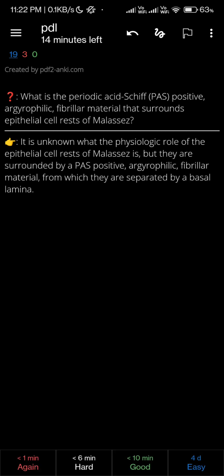So we have periodic acid Schiff positive argyrophilic fibrillar material that surrounds the epithelial cell rests of Malassez. We don't know their physiological role, but they are surrounded by this and separated from it by a basal lamina.